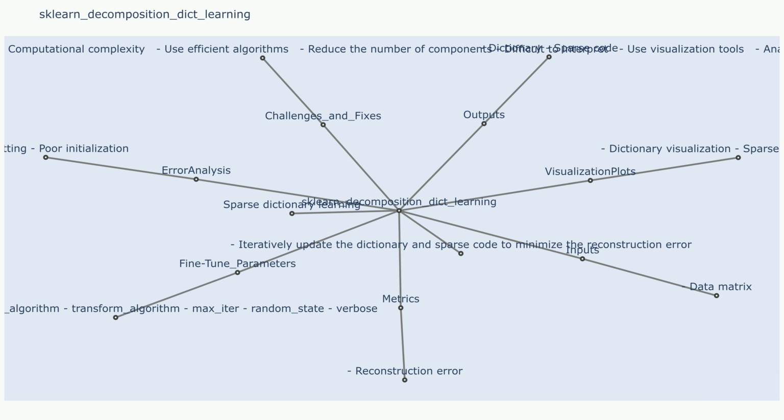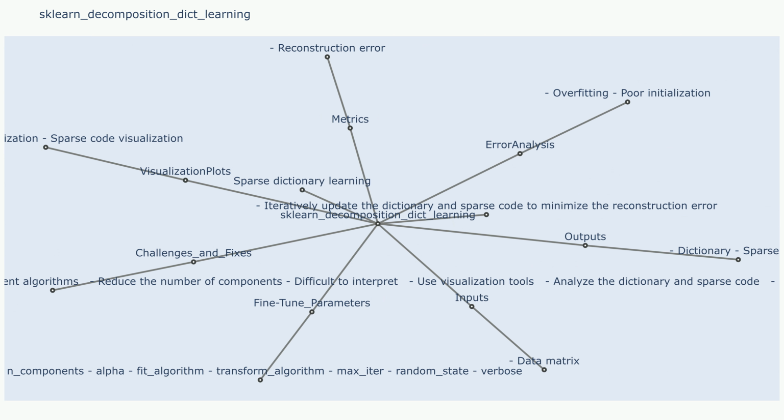Challenge 2: choosing the appropriate number of atoms, n_components, is crucial and can influence the performance of the model. Sample use case that resulted in challenge 2: selecting too few atoms might not capture all the underlying patterns, while selecting too many atoms might lead to overfitting.